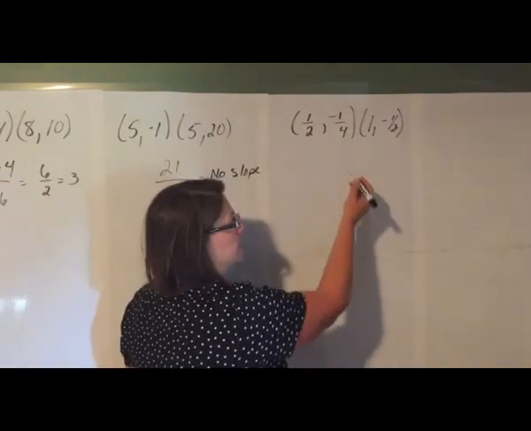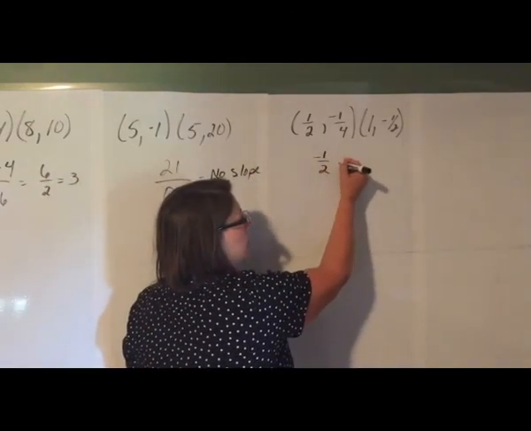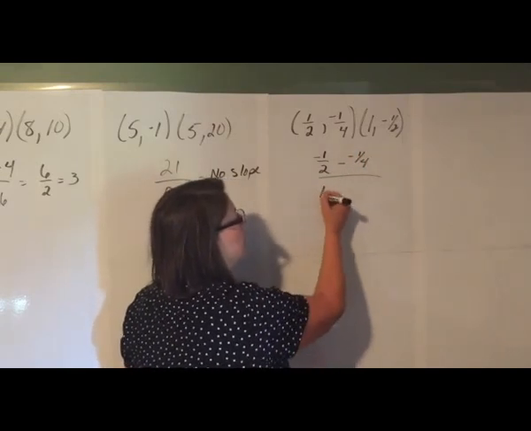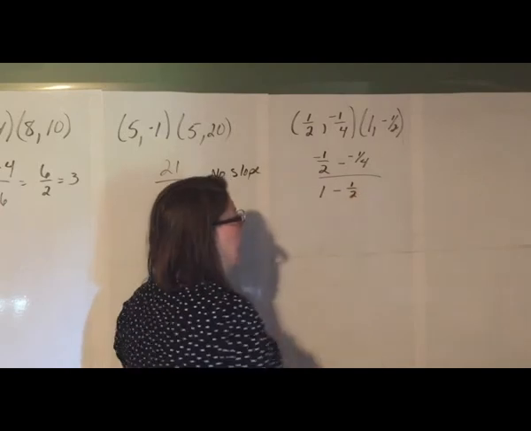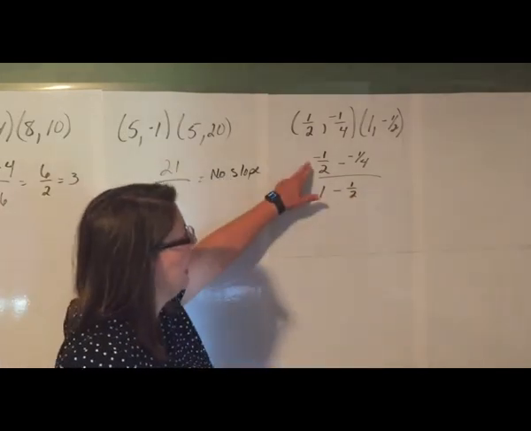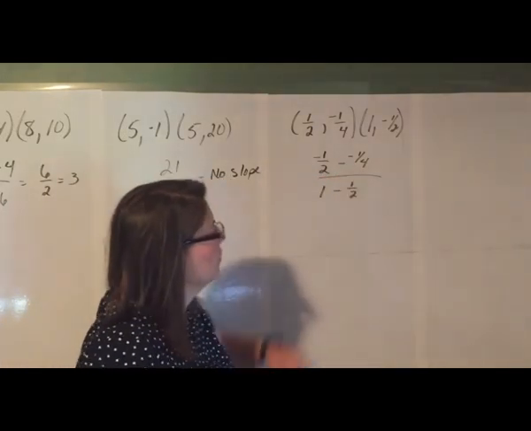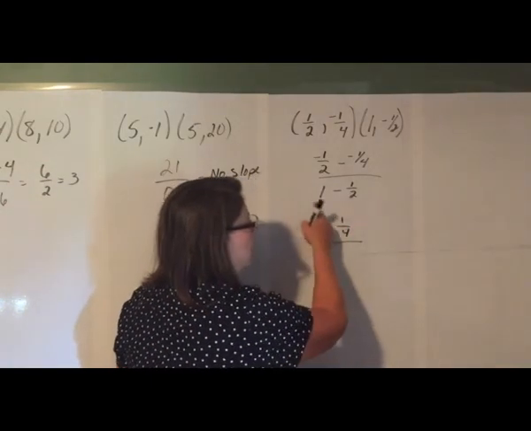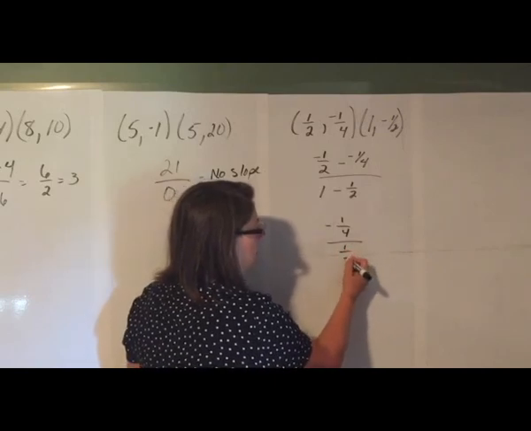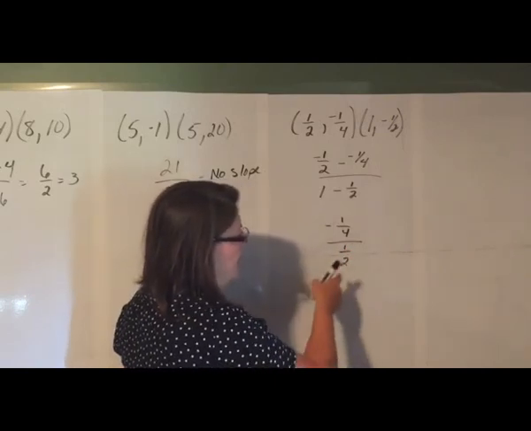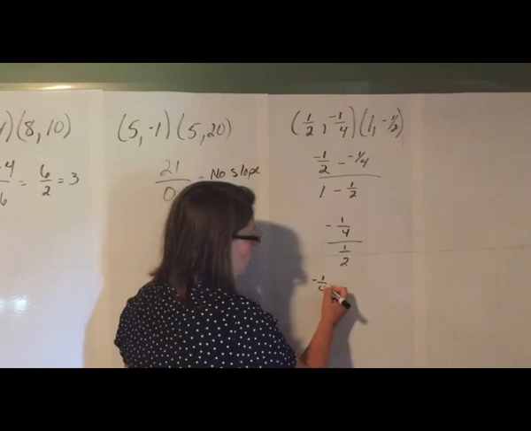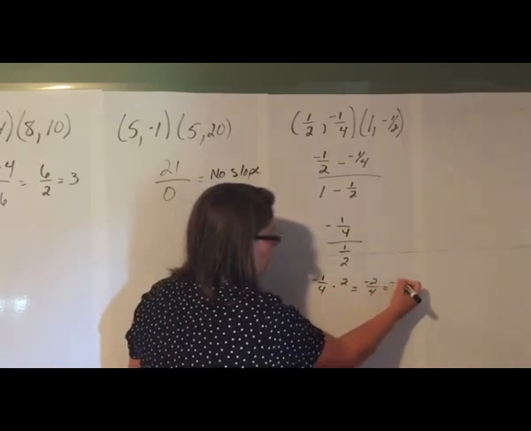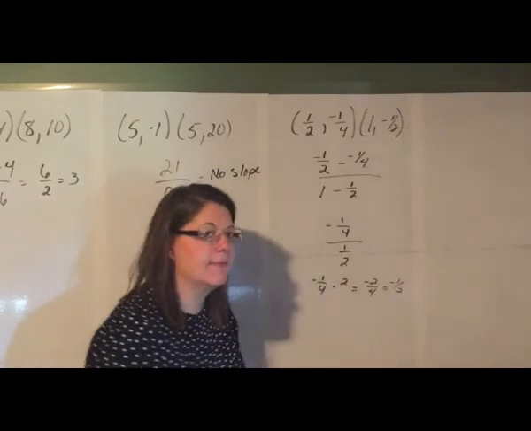For this one, negative 1/2 minus negative 1/4 over 1 minus 1/2. Well, negative 1/2 plus 1/4 is negative 1/4. 1 minus 1/2 is 1/2. And then that would be negative 1/4 times 2, which is negative 2 over 4, or negative 1/2.